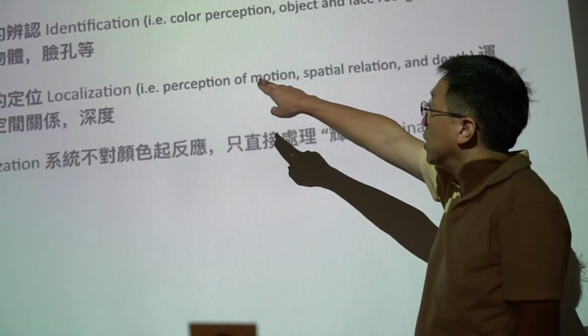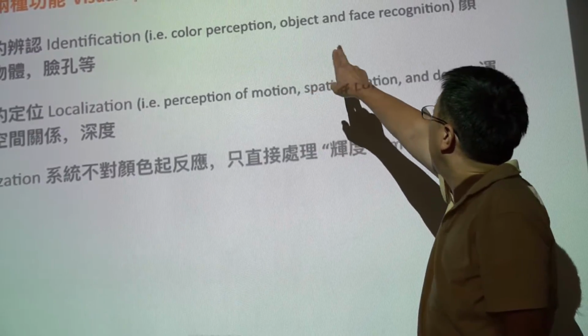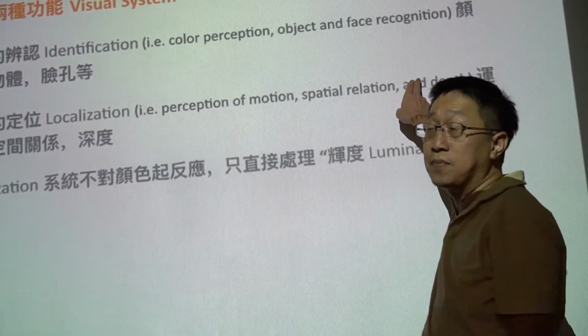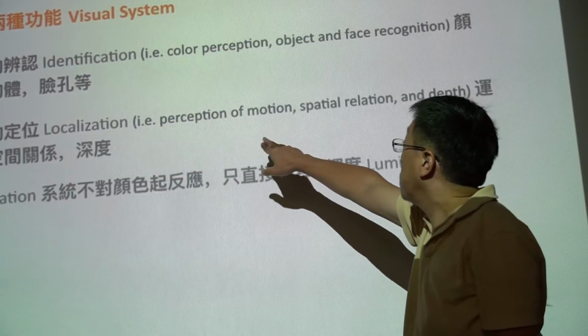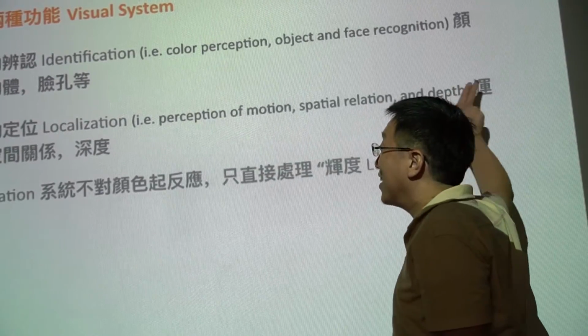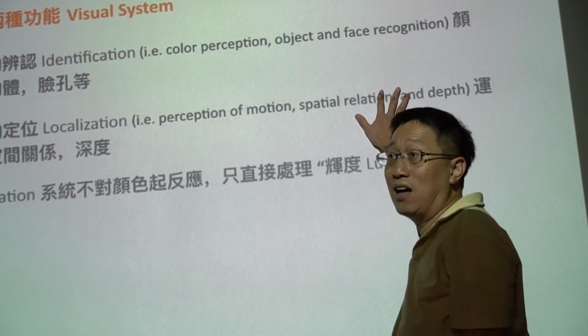They said the first one is called identifications. It only does color perception, object and facial recognition. It deals with the color. However, the other one is called localizations: perception of emotions, spatial relations, and depth. And in this system, they don't use the light or the color.